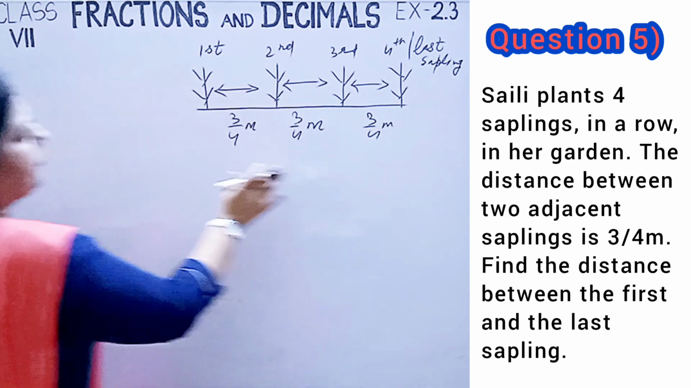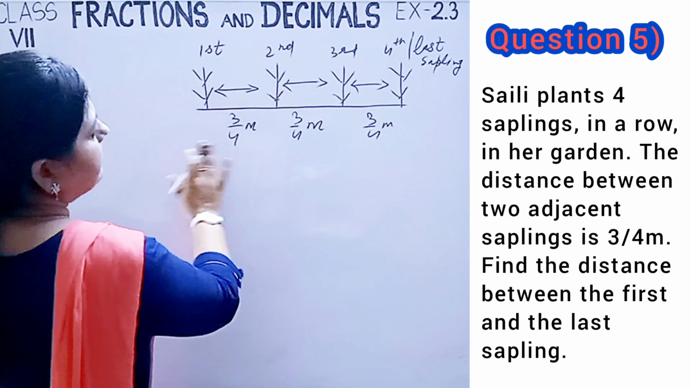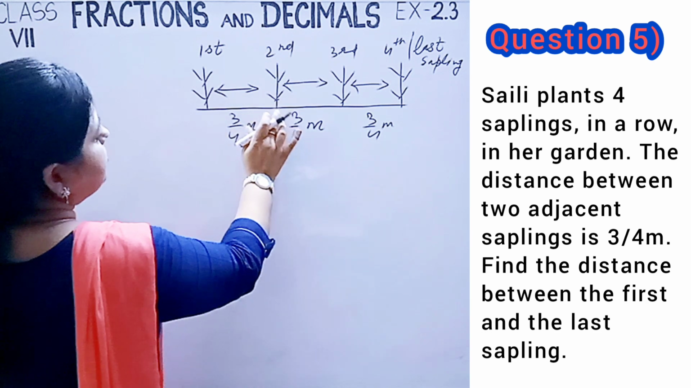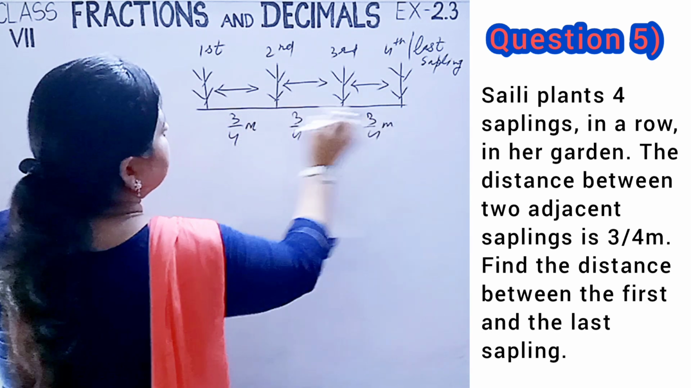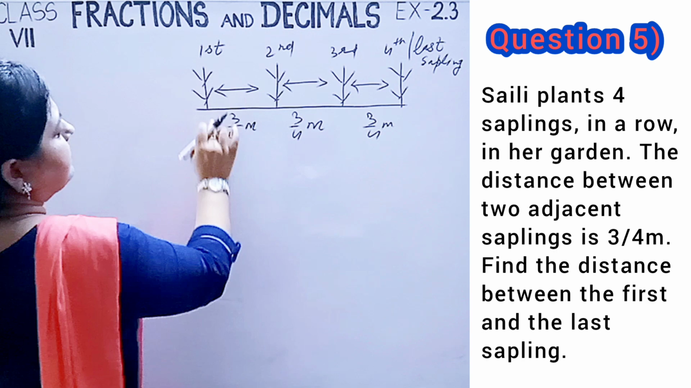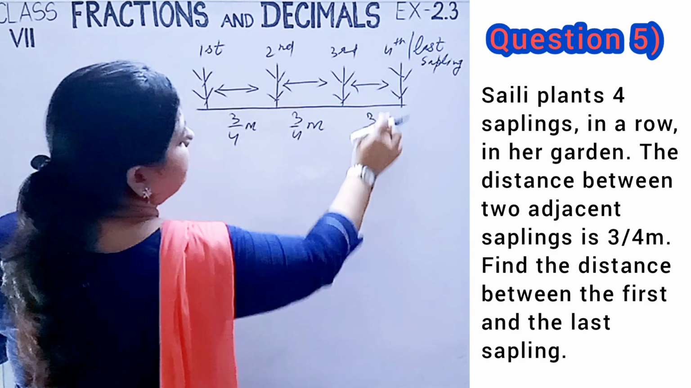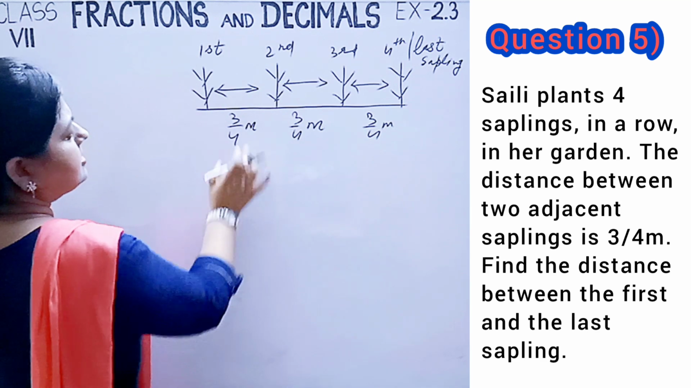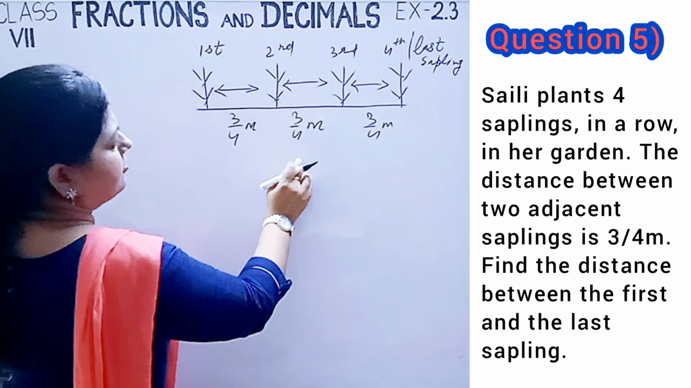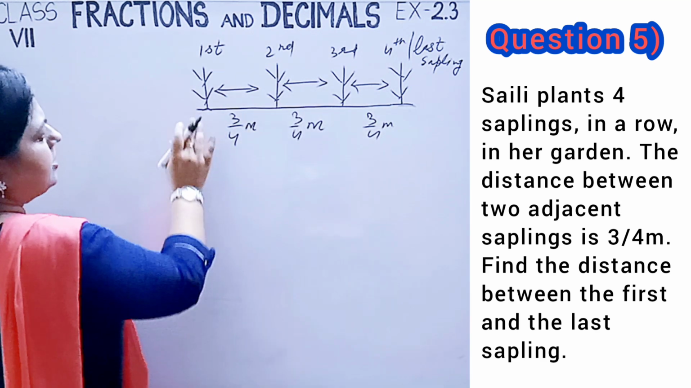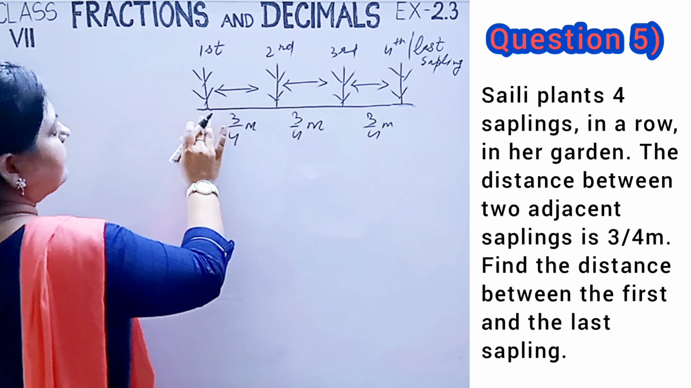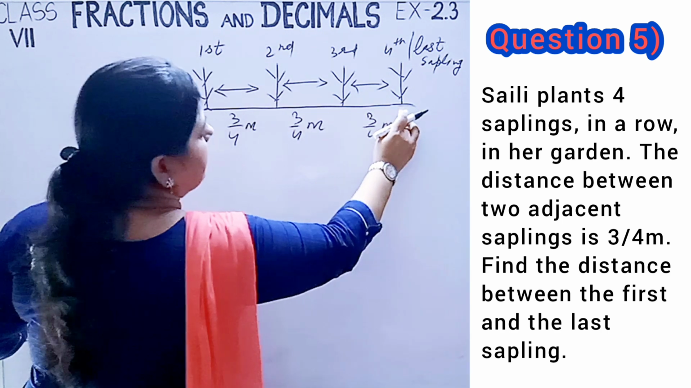Now, from the figure we can see that there are a total of 4 saplings and the gap between two adjacent saplings is 3/4 meter. So 3/4, 3/4, 3/4 meter. It means the total distance is 3/4 plus 3/4 plus 3/4. Here we have to find the distance between the first sapling and the last sapling.